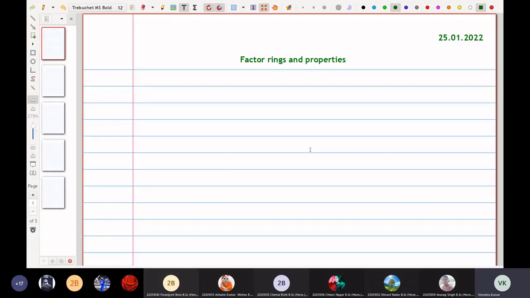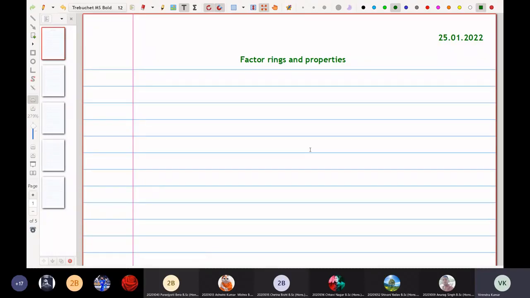Today we are going to discuss certain properties of factor rings. And yesterday we ended up with some notes or questions: when we have some quotient ring, it is natural to ask when this ring is going to be a field or when this ring is going to be an integral domain. Because in general, integral domains and fields have very interesting properties.